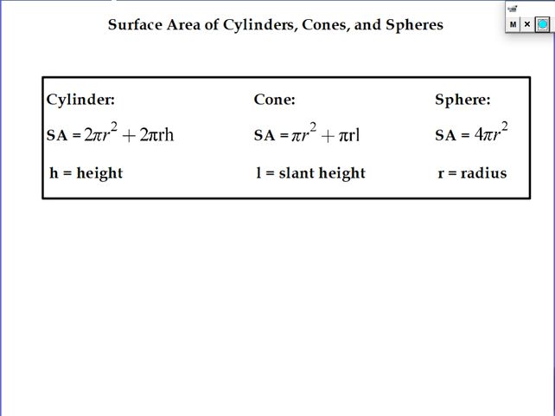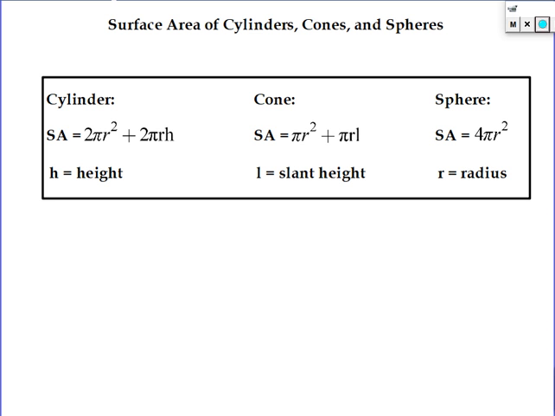So the other video was on how to find surface area of all of the solids that had only straight lines, so any prism or any pyramid. This video is for all the ones that are going to have curves in them, so that would be cylinders, cones, and spheres. Now, all you have to do is figure out what figure you're dealing with, a cylinder, a cone, or a sphere, and then plug it into that formula.